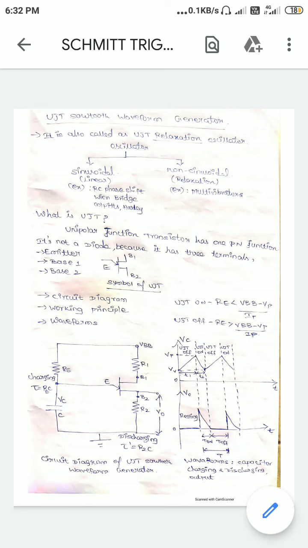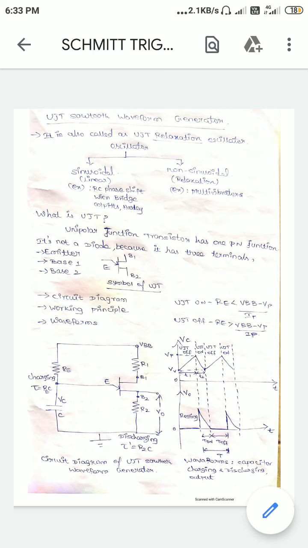Good morning, students. Today we are going to see a topic in the fifth unit, that is the UJT sawtooth waveform generator. It is also called the UJT relaxation oscillator. An oscillator is nothing but a circuit which produces different types of waveforms.